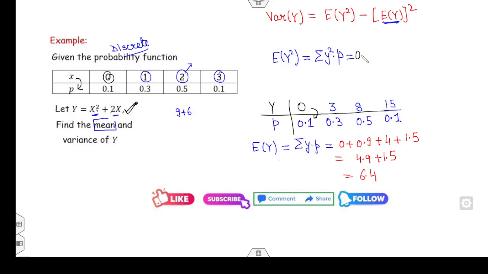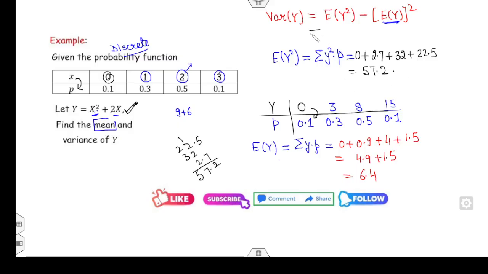So can you substitute the value? y squared: 0 into 1 is 0. 9 into 0.3 is 2.7. 64 into 0.5 is 32. 25 into 0.9 is 22.5. So if you add them, 22.5 and 2.7, we get 25.2, and then 57.2.